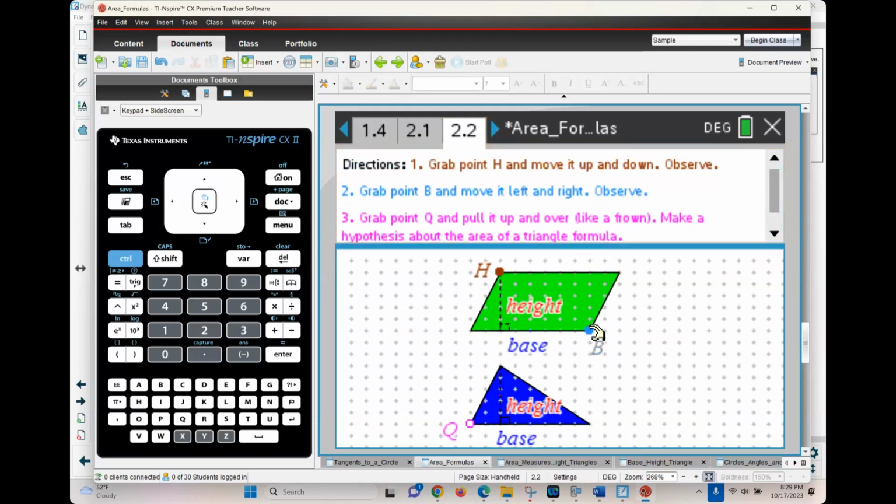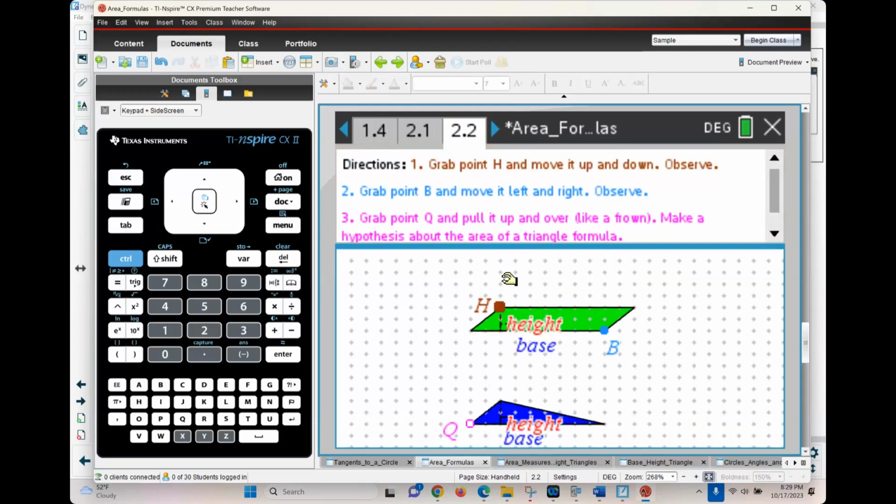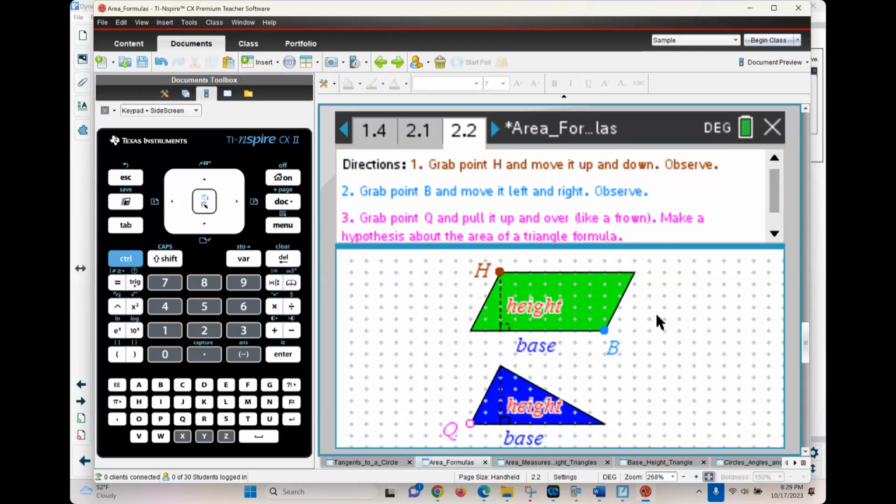Area of a triangle, again, same base, same height. I can change it. As I change the base, they change. As I change the height, they change. Okay. And this one, I've asked students, do they have the same area? And I've got some kids that will say yes. And I've got kids saying, you got to be kidding me. These don't have the same area.